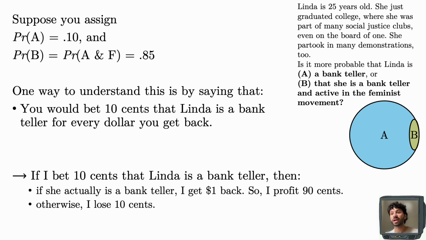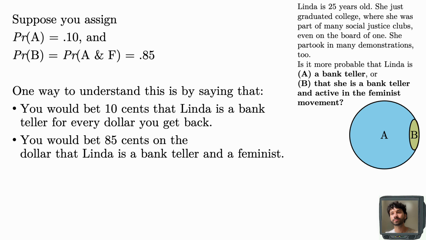What that means is that if I bet 10 cents that Linda is a bank teller, then if she's actually a bank teller, I'll get $1 back. And so I'll profit 90 cents, right? I buy a bet for 10 cents, so I lose 10 cents, and then I get $1 back. So $1 minus 10 cents is 90 cents. And otherwise, I just lose what I initially put in, which is the initial 10 cents.